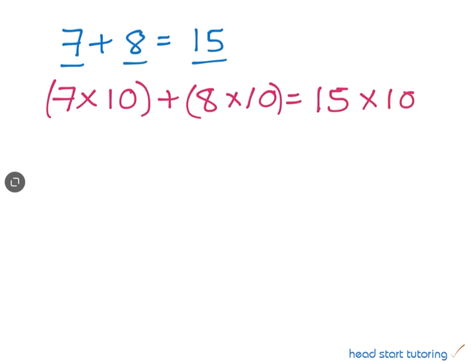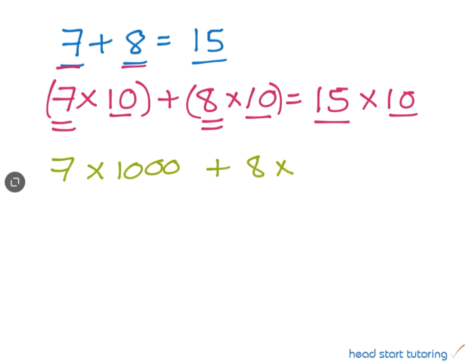So we're still working with our 7 and our 8. So we just plus 7 and 8, and we get an answer of 15. And because we multiplied our 7 by 10 and our 8 by 10, we also multiply our answer by 10. If we have a look at 7 times by 1,000 and plus that to 8 times 1,000, we will still get an answer of 15 multiplied by 1,000.